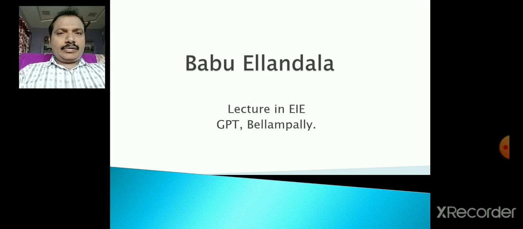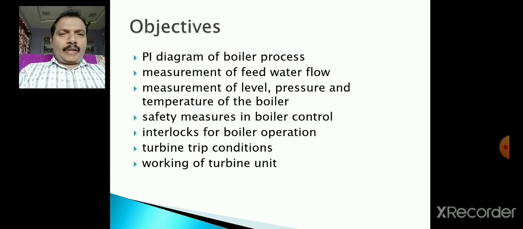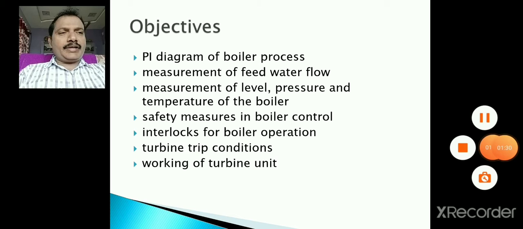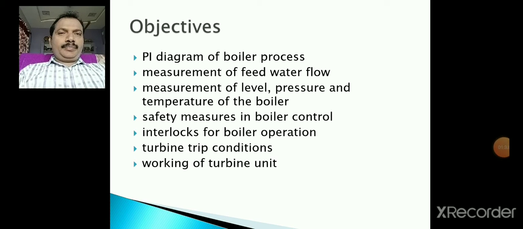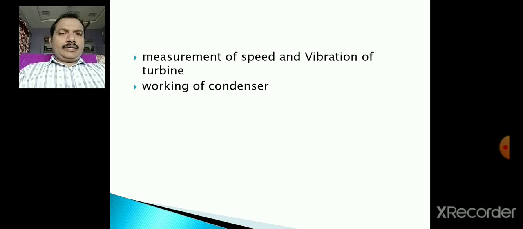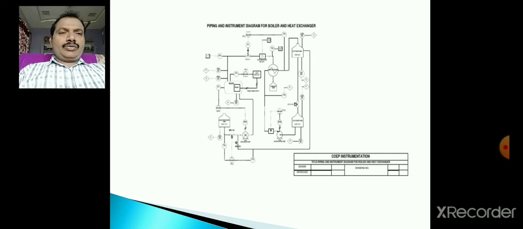So, in this class, the objectives are the PID diagram of boiler process, and measurement of feed water flow, measurement of level, pressure and temperature of the boiler, safety measures in boiler control, interlocks for boiler operation, the turbine trip conditions, and working of the turbine unit. First, let us consider the PID diagram of boiler process. And if time permits, we continue with the measurement of speed and vibration of turbine and working of condenser. So now this is the PID diagram of boiler process.